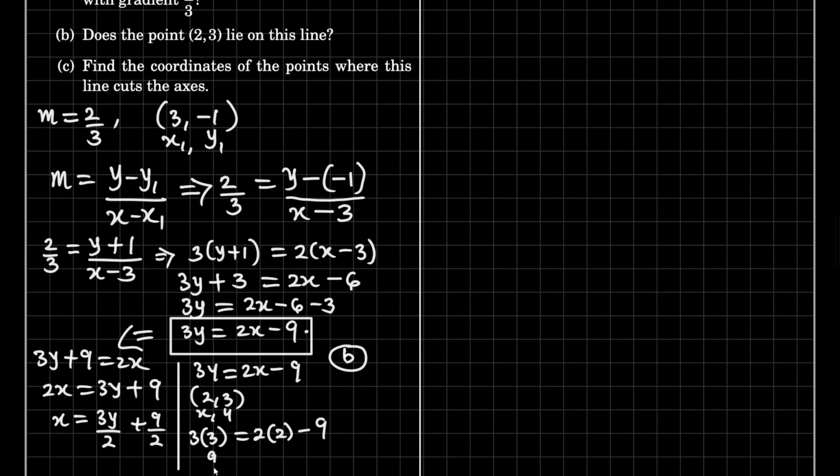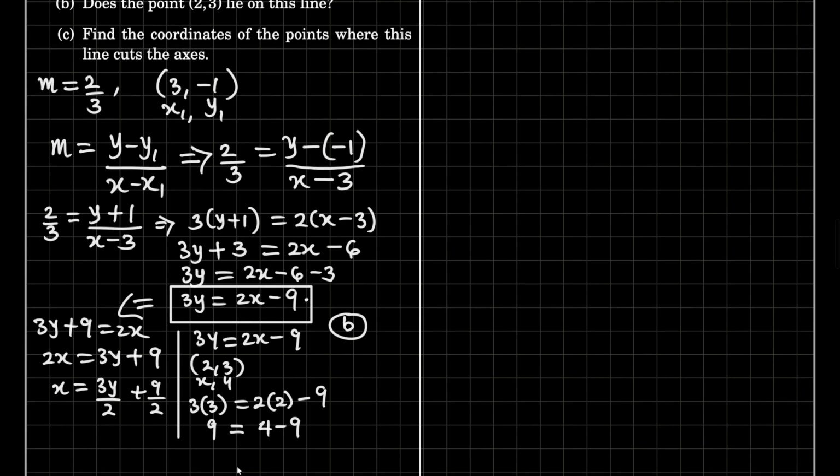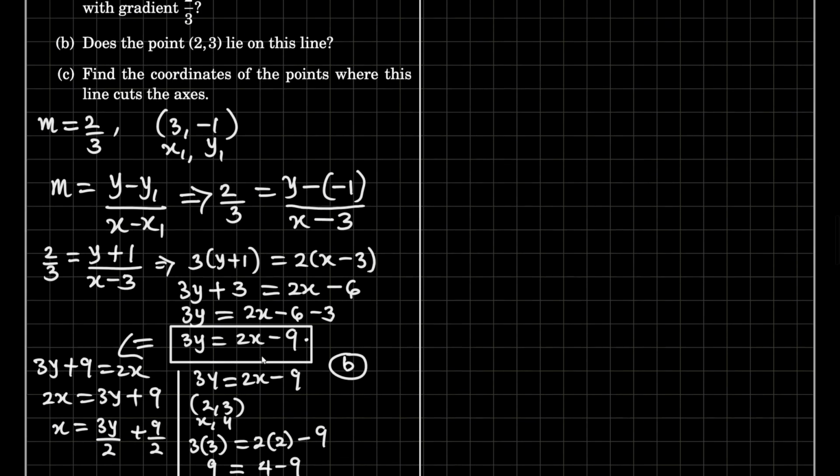So ilé jẹ́ 9, 3 times 3 is 9. Ibi báyìí ó ṣe 4 minus 9. Nígbà tá a ṣe 9 is equal to 4 minus 9, ìyẹn jẹ́ minus 5. A ti jọ rí pé 9 is not equal to minus 5. So in that case, 2,3 does not lie on that straight line.